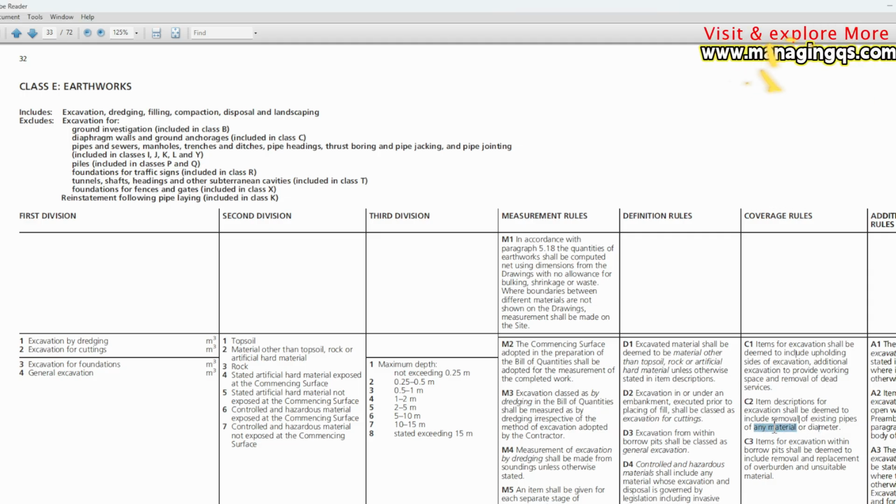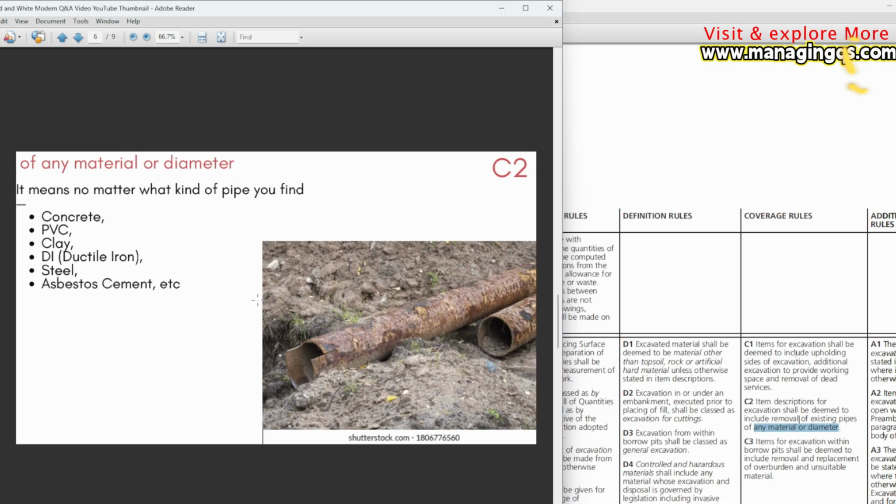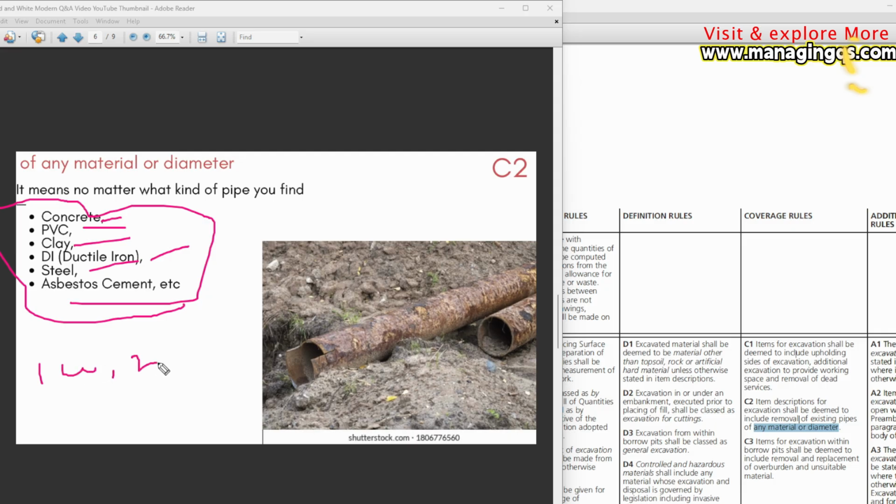And it also says any material or any diameter. There are lots of different materials we use in pipes: concrete pipe, PVC pipe, clay pipe, DI pipe, steel pipe, cement pipe, something like this. We use different materials, and also different diameters, meaning 100 diameter, 200 diameter, 300 diameter. So whatever the diameter, it's no problem. As a contractor, when you are preparing your rate, you should consider these points. So the C2 says like this.